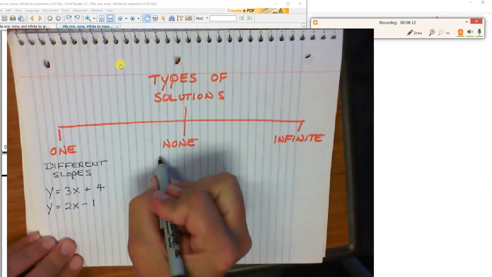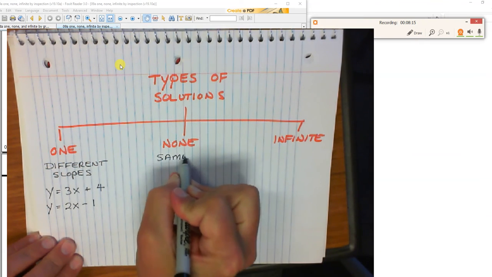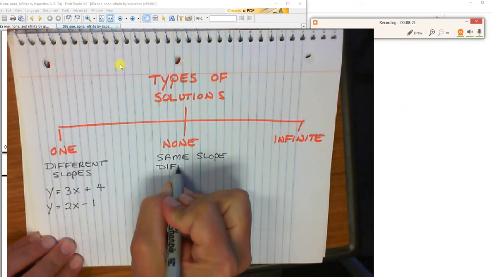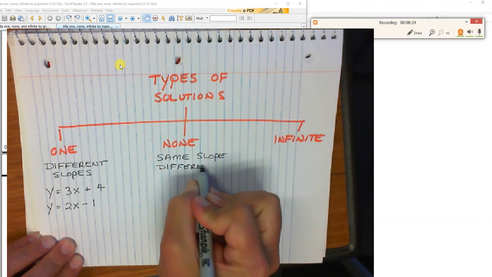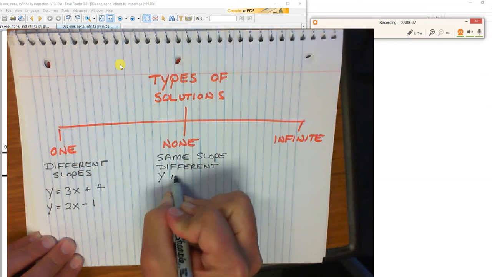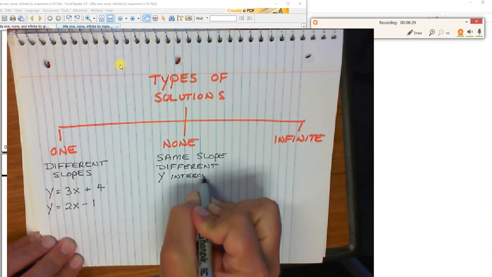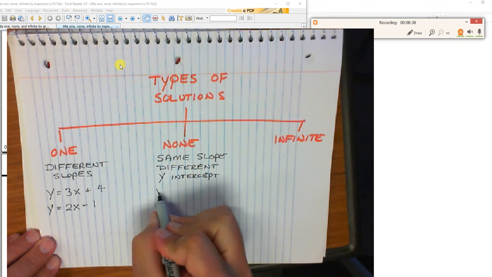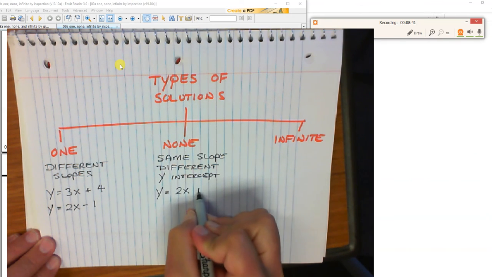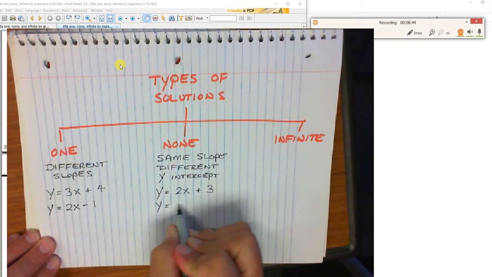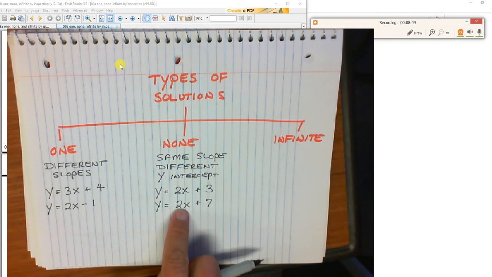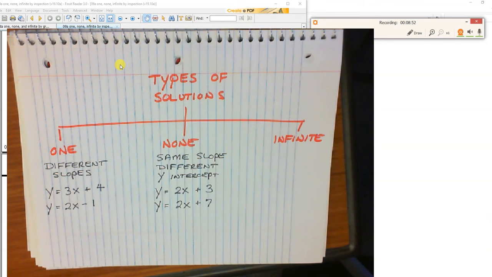None would be same slope, different y-intercept. Same slope, different y-intercept. An example would be y equals 2x plus 3, y equals 2x plus 7. The same slope, but the different intercepts, they will not cross.